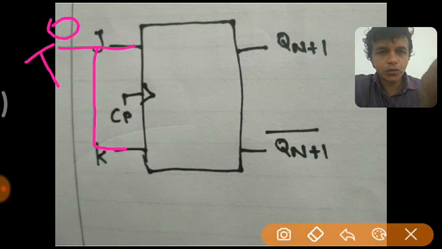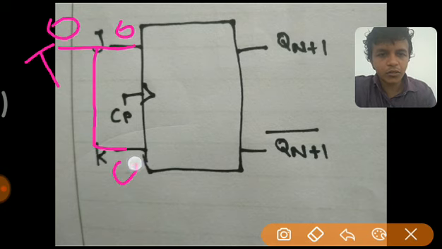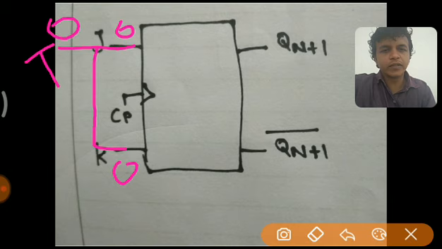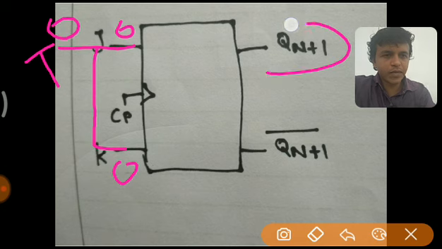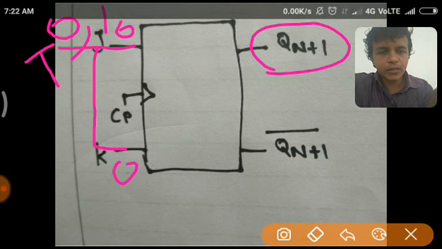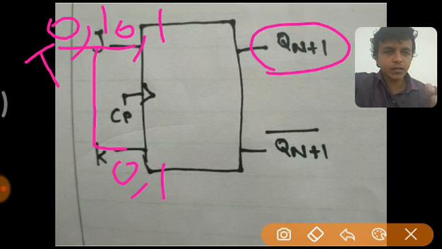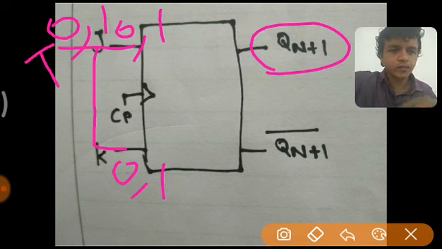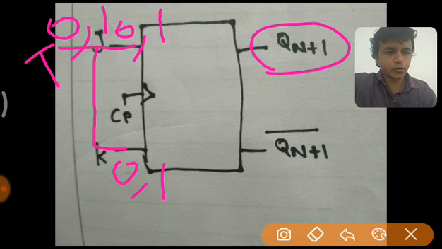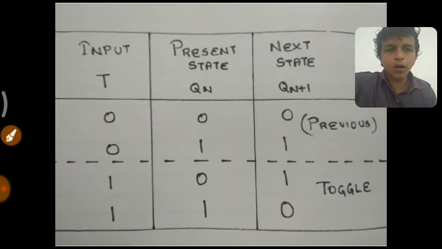So when T is 0, both J is 0 and K is 0, it produces the output for this condition. When J is 0, K is 0, meaning set is 0, reset is 0, Q of n plus 1 is maintaining its previous value. Then when T is 1, it is analogous to both J and K of JK flip-flop being 1. So Q of n plus 1 toggles the previous state. If previous state was 0, it produces output 1. If previous state was 1, it produces the output 0. So we call this one T flip-flop or toggle flip-flop.